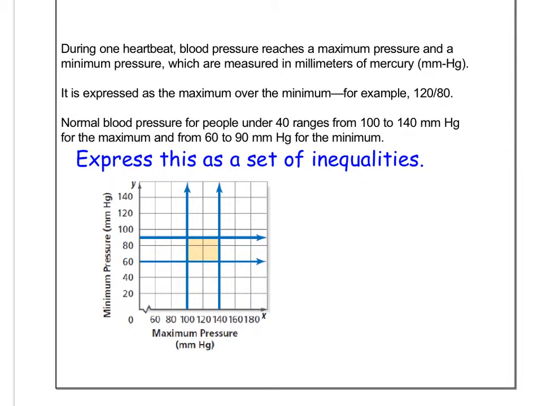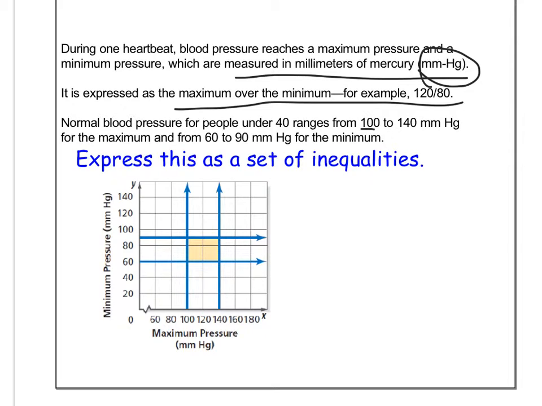During one heartbeat, blood pressure reaches a maximum pressure and a minimum pressure, which are measured in millimeters of mercury. That's why, if you ever get your blood pressure taken, it's in mmHg, because Hg is the periodic symbol for mercury. It is a maximum over the minimum, like 120 over 80. 120 over 80 is your average, and it is your healthy range for blood pressure. So normal blood pressure ranges from 100 to 140 and from 60 to 90.